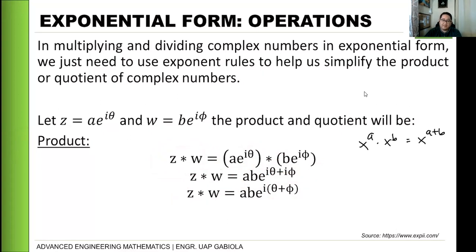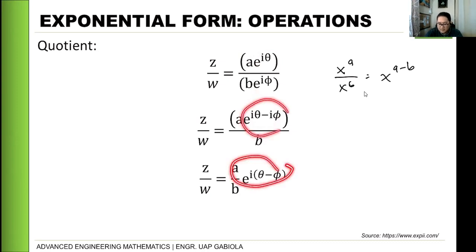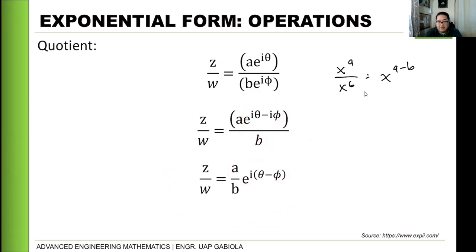Okay? Then the same with the quotient. For the quotient, we divide. The a over b, we retain as a division. And for the exponent, since we have the same base, we subtract, from the law of exponents: x^a over x^b equals x^(a-b). Okay? So if the exponent ever becomes negative, you need to move the e from the numerator to the denominator. This will be our final answer for the quotient in exponential form.